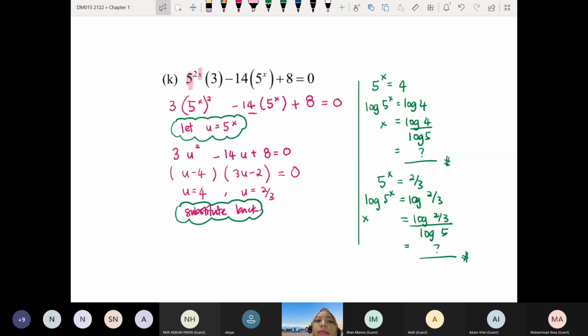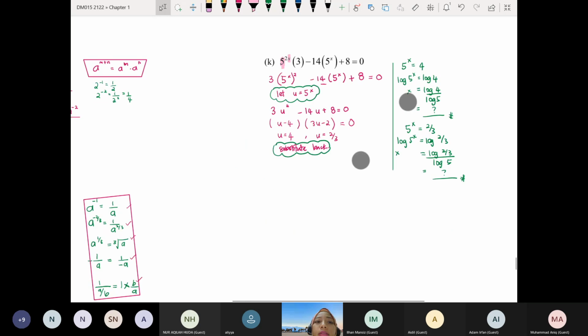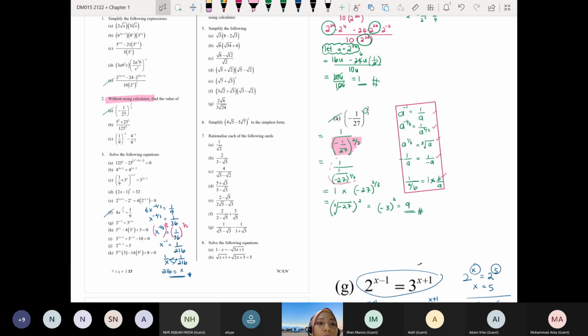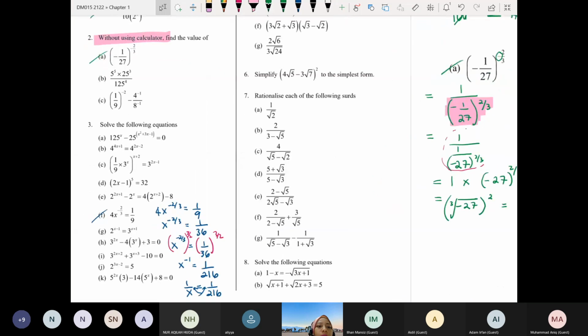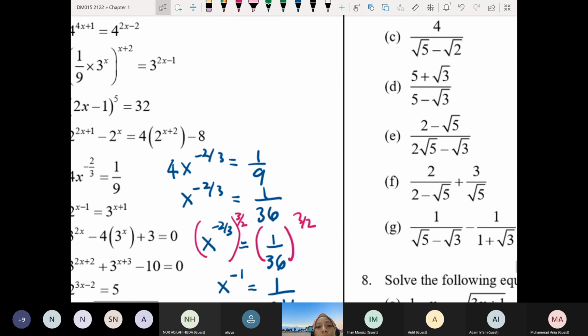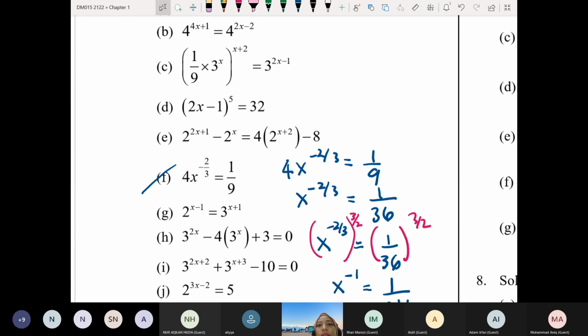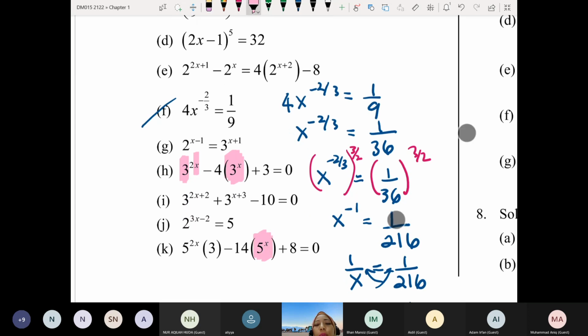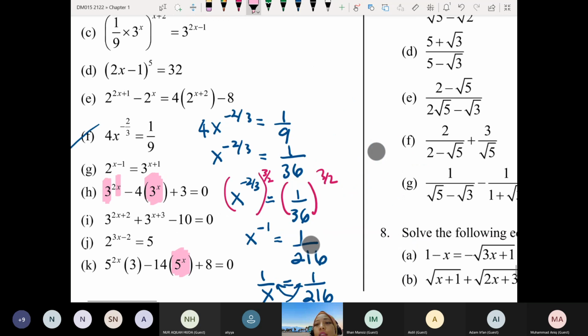Okay, next. Lagi? Any other question? Sama juga macam soalan H kalau you go through. Okay, kalau H ni apa idenya? Semua anak-anak murid, student, factor keluar 3 to the power of x. Yes, exactly. So ini akan jadi u squared minus 4u plus 3. Ini kita factor 5 to the power of x. Kalau you boleh buat K, so H apatah lah lagi.